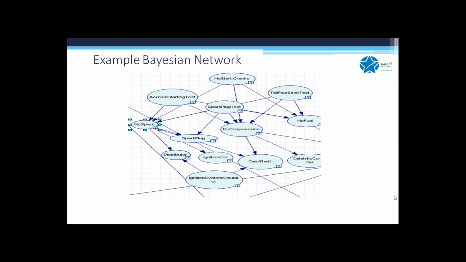So you can observe no fuel, or you can observe something like no spark. Then you work backwards. It could be because of the spark plug, where you can do the test, or you can do the test related to aerosol starting. So the idea is that such a diagnostic network gives you the knowledge of the cause-effect relationships of faults which happen in a car. What are the root causes?